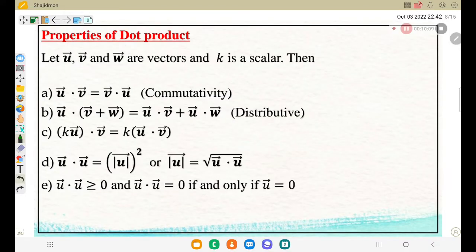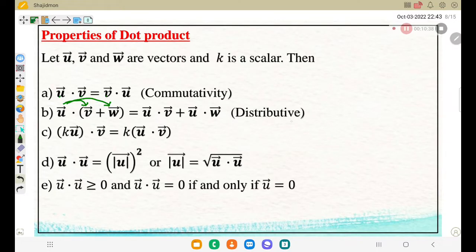Before going to the questions, you can see the properties of the dot product, just for reading. What are the properties? First property, u dot v and v dot u are always the same. We call it commutativity. Commute means whenever you find u dot v and v dot u, you will get the same number. Now u dot (v plus w) means this u distributes here, you distribute here: u dot v plus u dot w.